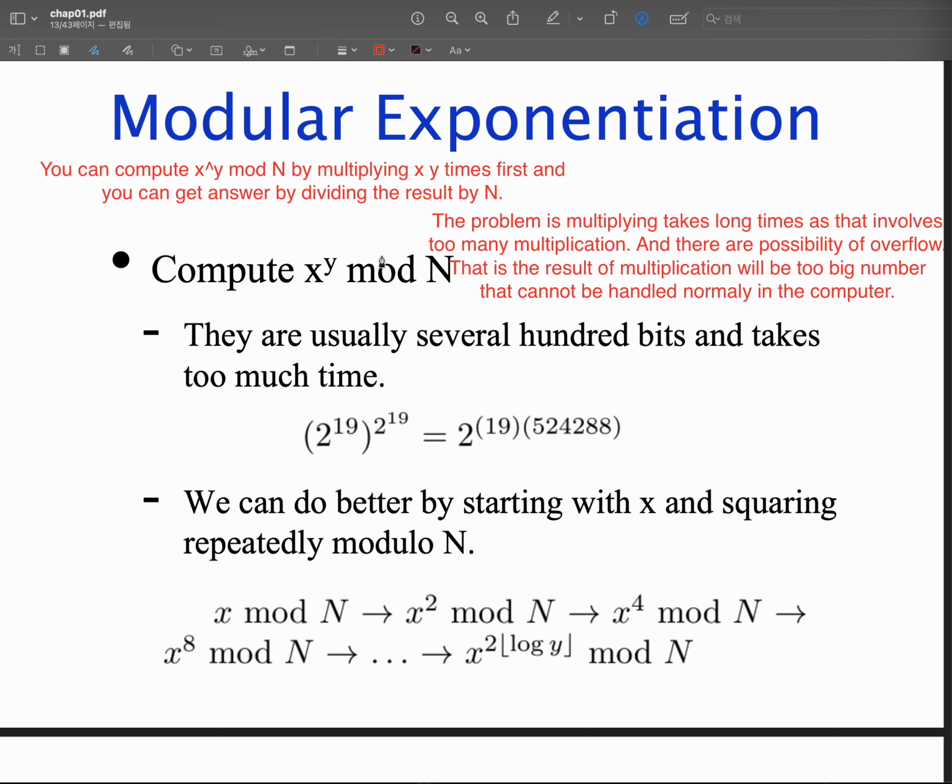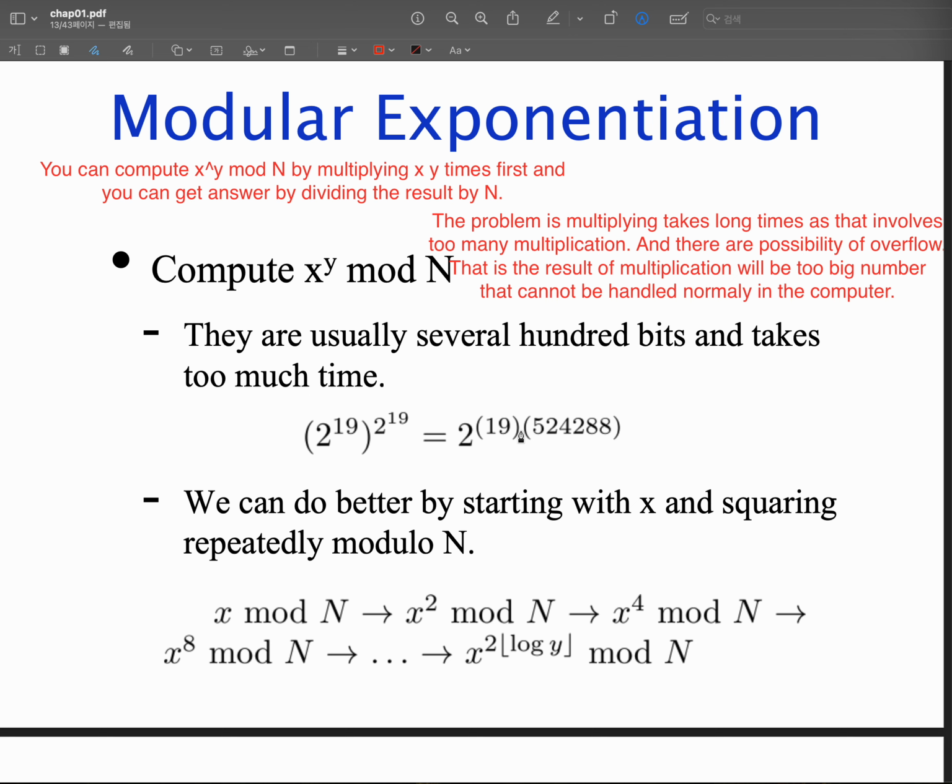So we have to think about an efficient way to calculate the modular exponential problem. Here is the example. We need to calculate this value. This value can be written like this, and as you can see, that will be a very huge number. Look at this: 2 to the power of 16, 19 times 19 times 5, 24 to 88.